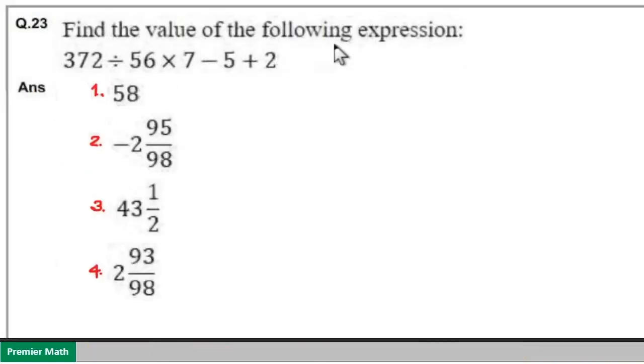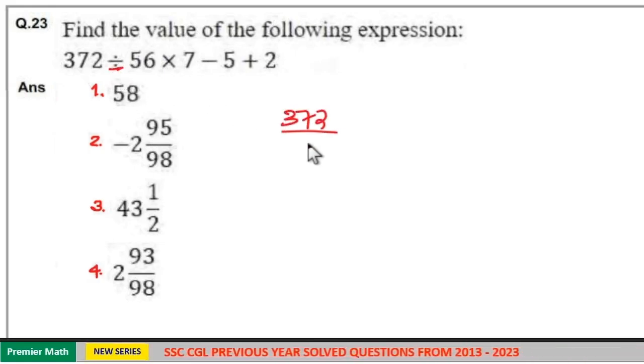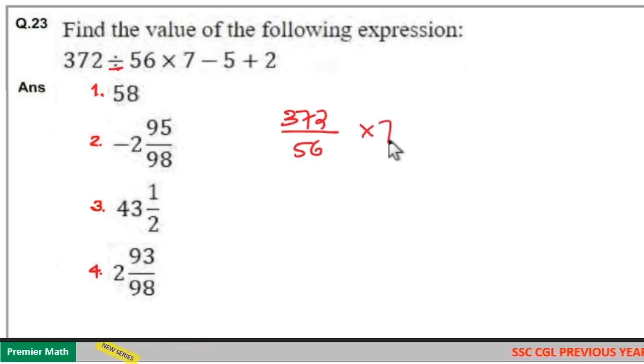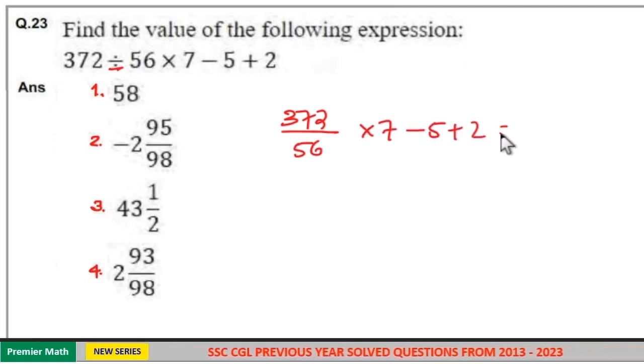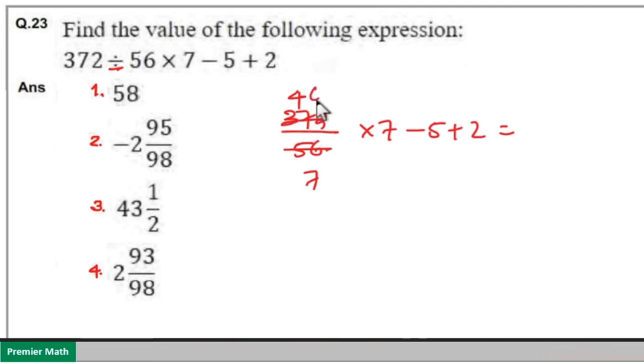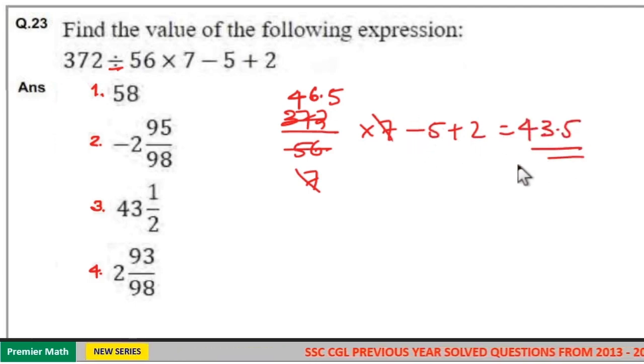Find the value of the following expression. Here solve the division first. 372 by 56 into 7 minus 5 plus 2. Here 8 goes 7 times in 56, 8 goes 4 times in 32, remaining 5, 8 goes 6 times in 48, remaining 4, 8 goes 5 times in 40. Now 7 cancels, 46.5 plus 2 is 48.5, 48.5 minus 5 is equal to 43.5. Here option 3 is your answer.